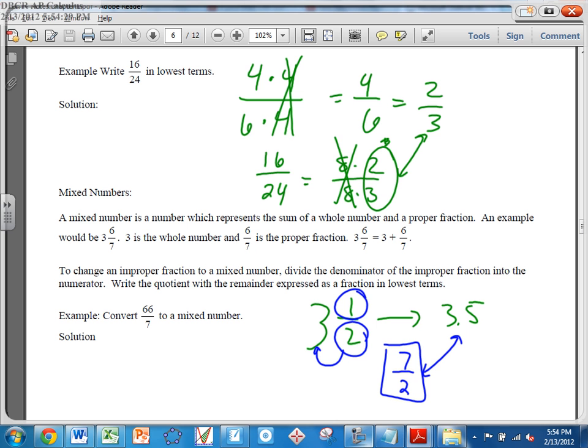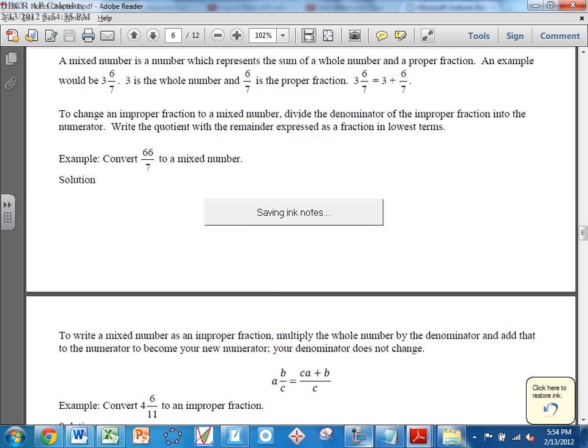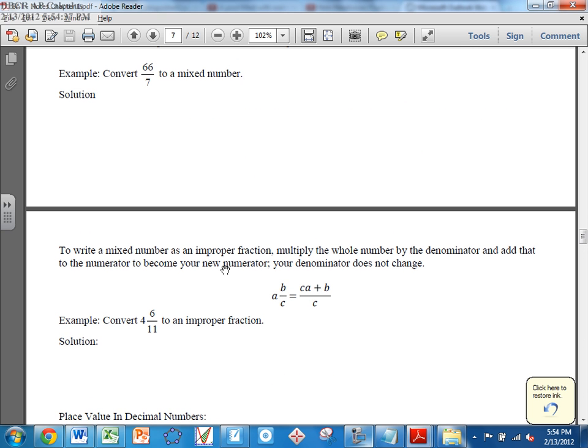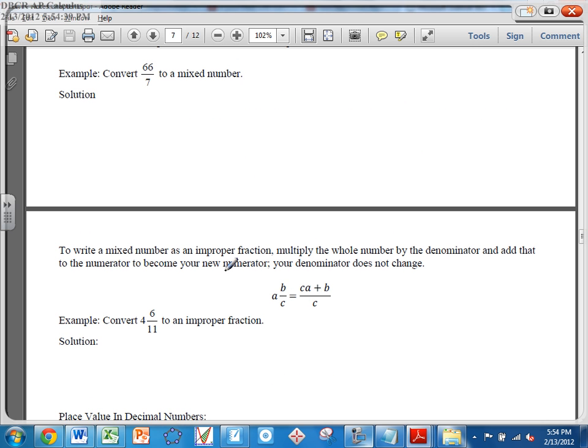Let's look at another example now. If we'd like to convert an improper fraction into a mixed number, it's simply division. That's where our remainder comes into play that we talked about a little while ago. So here, for this problem, 7 goes into 66 9 times. You could think of it this way. It goes in 9 times. 9 times 7 is 63, which leaves 3 over. So this is 9 remainder 3.